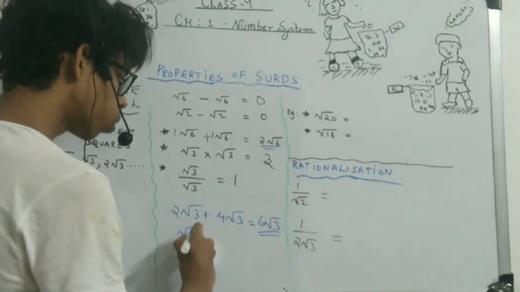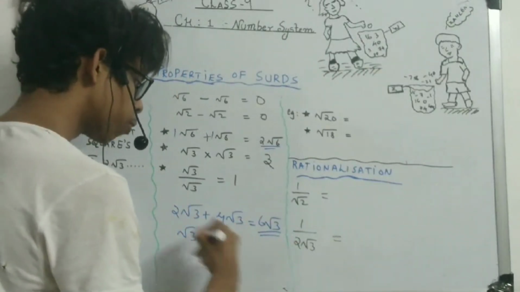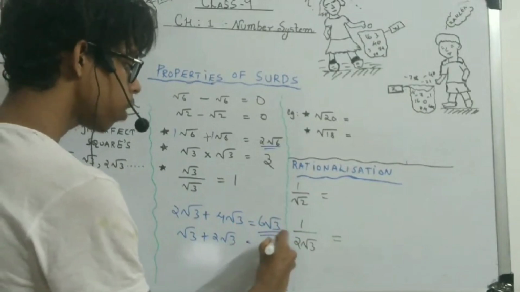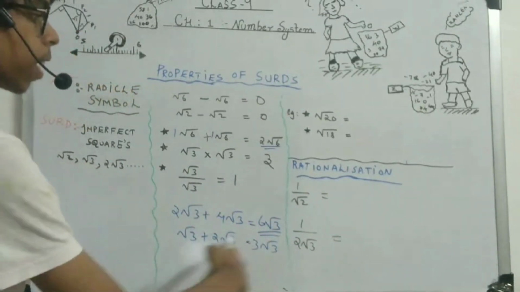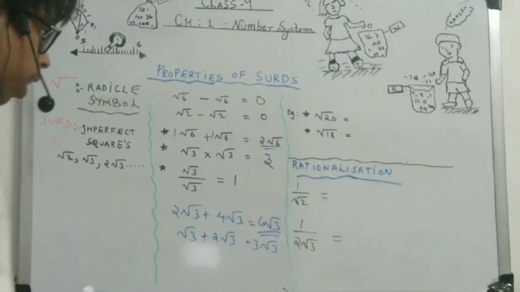One more I will write: root 3 plus 2 root 3, if I ask you. So root 3 will come as it is. 2 plus 1 is 3. So we will get our answer as 3 root 3.